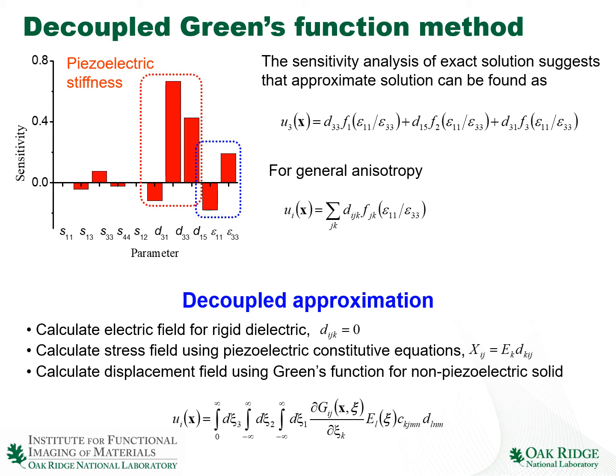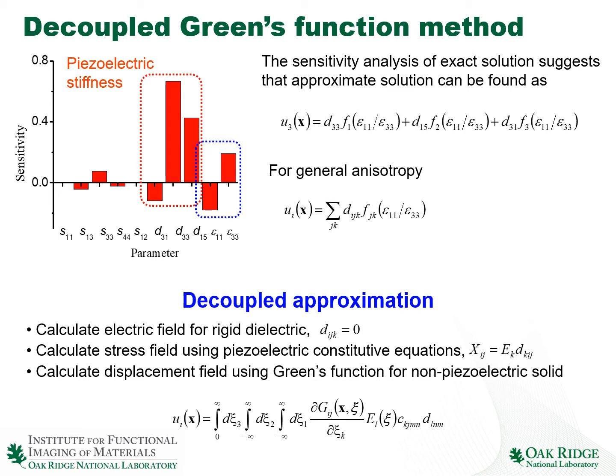We can also speculate that for the general anisotropy, we can generalize and look for the PFM signal, both for vertical and lateral PFM, as a linear combination of piezoelectric tensor elements multiplied by this function of the ratio of epsilon 11 and epsilon 33. So how are we going to find these expansions? We are going to do it through the so-called decoupled approximation, suggested by Mina Saldana and Gerald Schneider about 15 years ago.